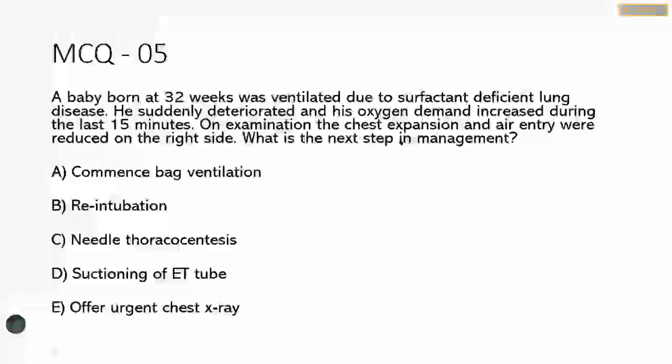Same kind of question. No need to repeat and look at the question, because the answer is needle thoracentesis. This is the repeated question. So just see that they are repeatedly asking. Just remember the trend when we try to answer this kind of question. Okay.